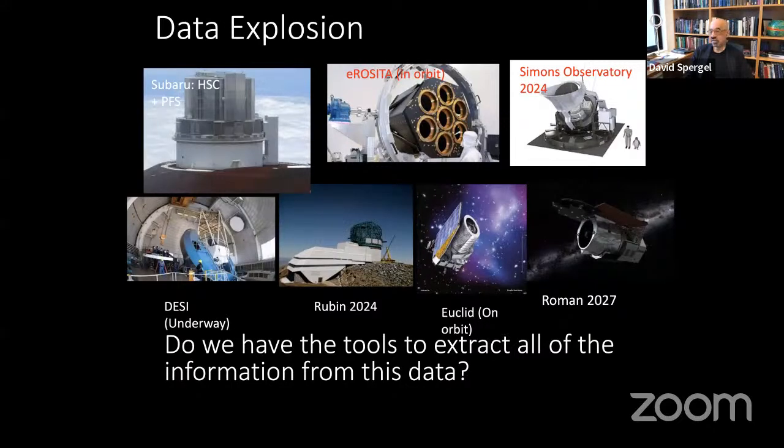We are building the Simons Observatory, with support from the National Science Foundation and the British and Japanese governments in Chile, that will be mapping the sky in the microwave. The Japanese Subaru telescope, with its Hyper Suprime-Cam and Prime Focus Spectrograph instrument, is mapping large sections of the sky. The German-Russian eROSITA mission is on orbit. Its data taking is temporarily on hold, sadly, because of the Russian invasion of Ukraine, which is of course one of its many negative side effects, but there will be X-ray data across the sky.